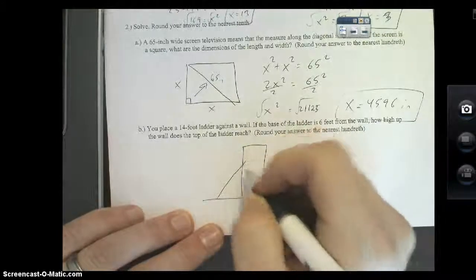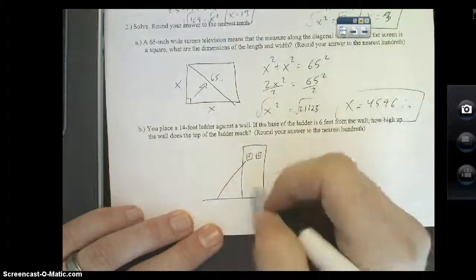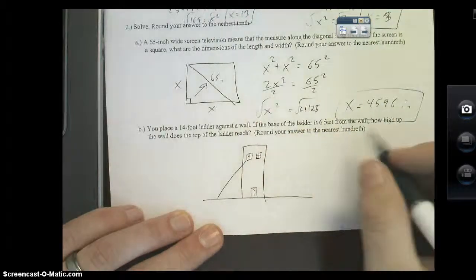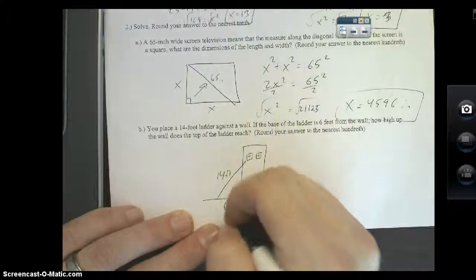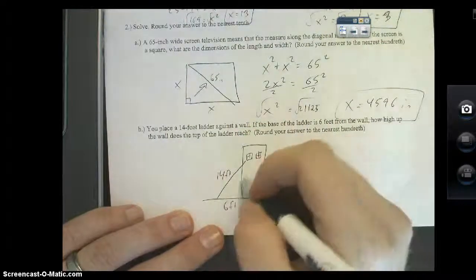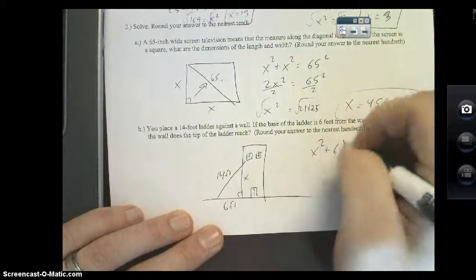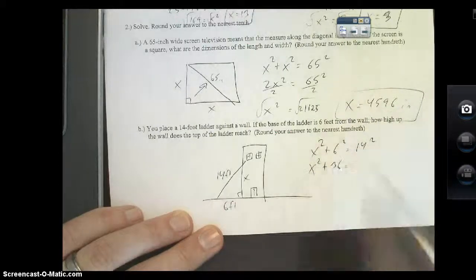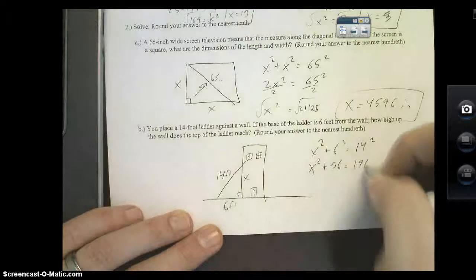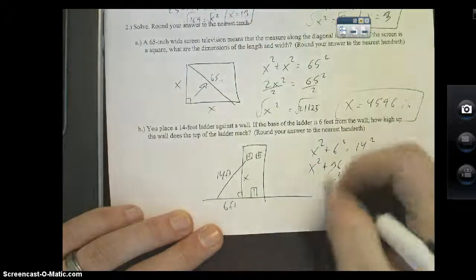Here's your ladder. I got my little building over here. Your ladder is 14 foot tall. You are 6 feet from the base of the building. You're trying to find the height. Well, here's your right triangle. X squared plus 6 squared equals 14 squared. Clean it up. 14 squared gives you, I believe, 196. Yep, just double checking. 160. Square root left and right.